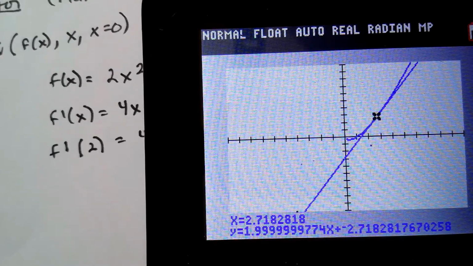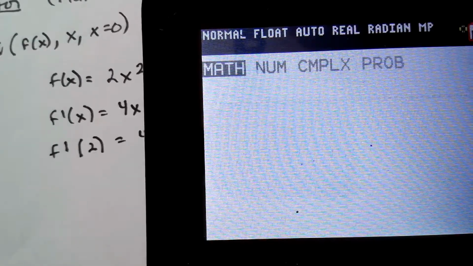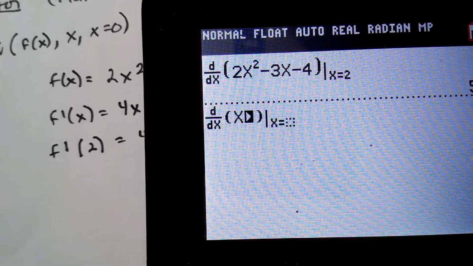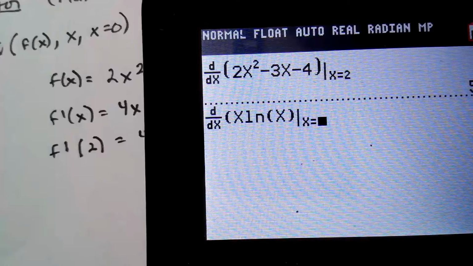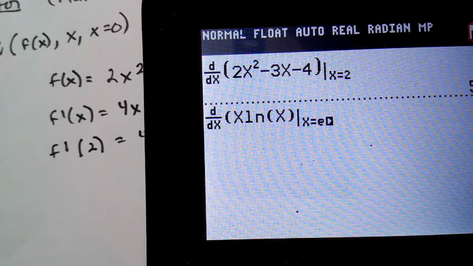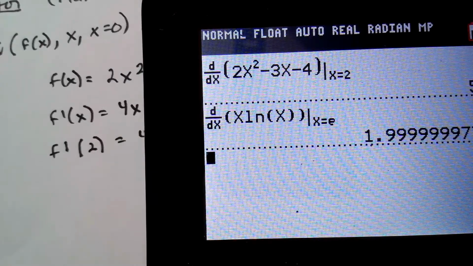That's it. Or, again, if you wanted to, you could do that from the home screen. You could say math 8. You could type in x ln x in there, and then when x is equal to e, so second divide key, and do that, and it's going to give you the numerical slope of 2. Okay, so you can use nDeriv, or you can use that equation of the tangent line, and you're going to get the same answer either way. So that was section 2.4. Done.